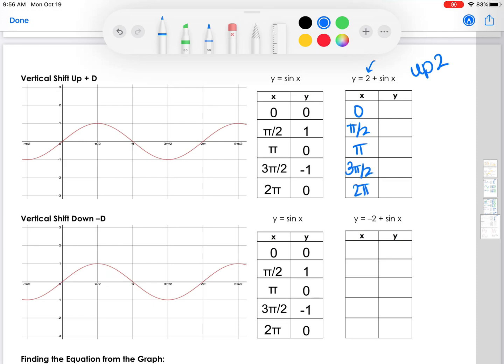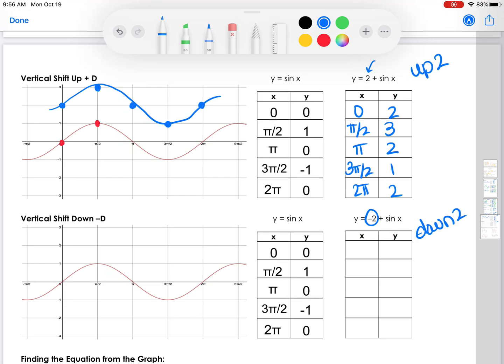So all of the beginning x values are staying the same. I'm still taking the sine of the same angles. But I want to move everything up 2 spaces. So this point here at 0, 0 is now going to be up at 0, 2. This point here at pi over 2, 1 is now at pi over 2, 3. I'm moving everything up 2 spaces. Okay, everything has been moved up 2 spaces. So all that's really happening is that I'm adding 2 to the y value. 2, 3, 2, 1, 2.